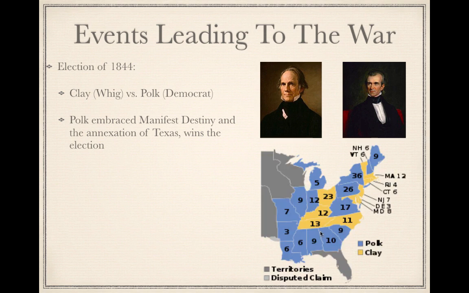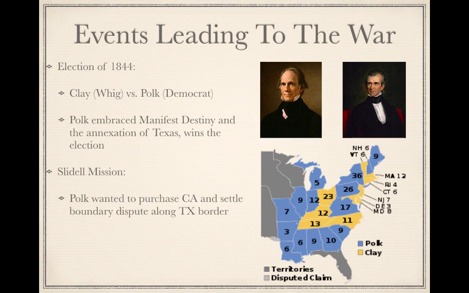If you look here, here's the electoral map of the United States at the time. Henry Clay is in yellow and James K. Polk is in blue. Now, before the war happens, there's something called the Slidell Mission, in which James K. Polk sends a gentleman by the name of Slidell to Mexico to purchase California and settle the boundary dispute along the Texas border. So he goes to Mexico and says, listen, we want to purchase California.